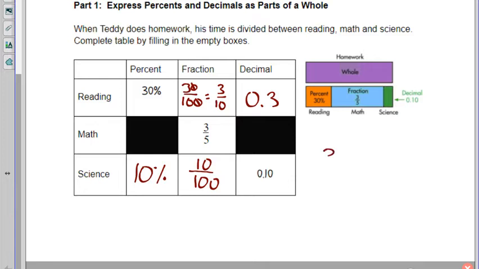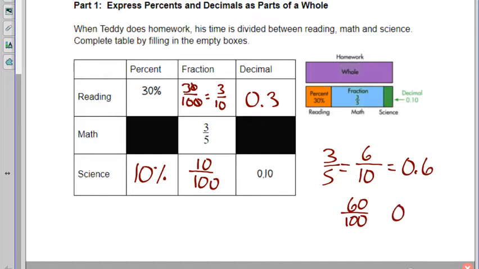10%. Now, 3/5, I could change that to tenths, times 2, that's 6 per 10, which is 6/10 for decimal. And so this is also 60/100ths, right? We can multiply top and bottom by 10. Or I could just add a 0 at the end, and I get 60/100ths. Easy as that. Either way you slice it, it's 60%. So there you go.